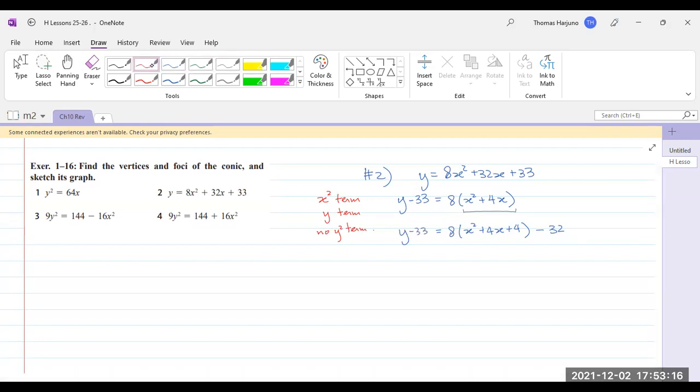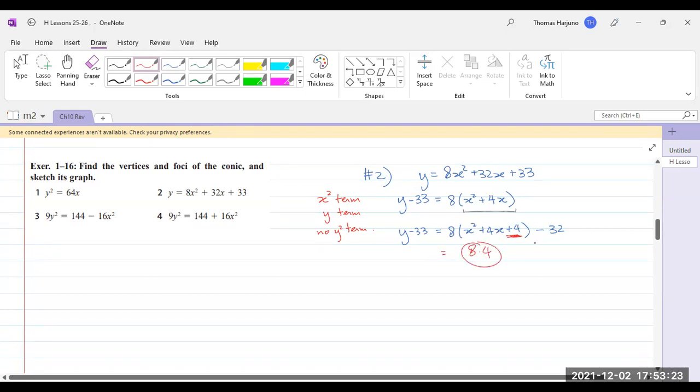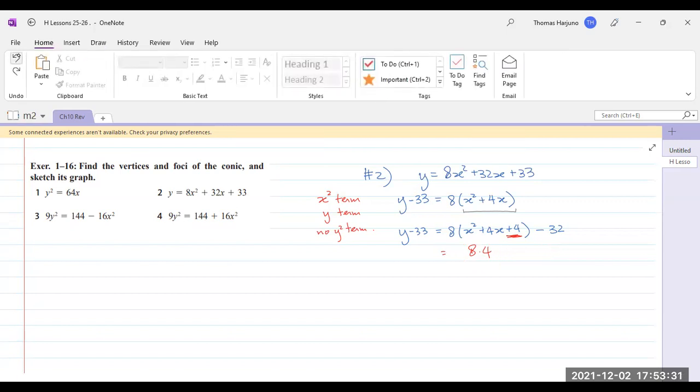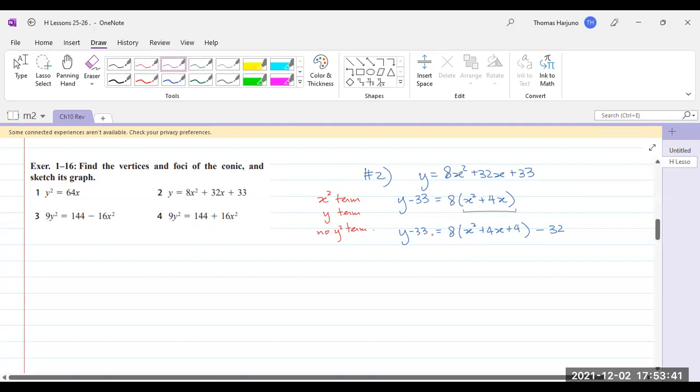Now think about this. You see that I have a new term here, 8 plus 4 times 4. It means on the right-hand side, I have an extra 32. Now I need to compensate for that by 32. I think what I will do is add both sides by 32. So I get y minus 1 equals 8 times x plus 2 squared.